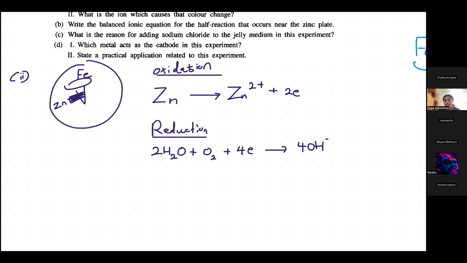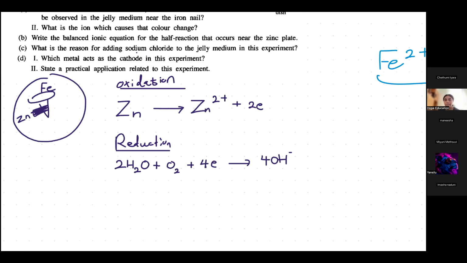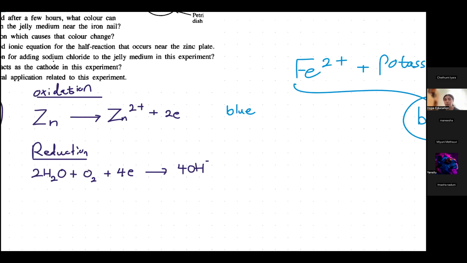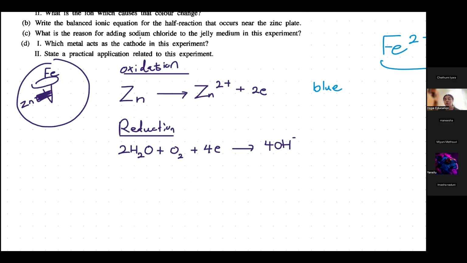Is Fe2+ produced? Can you see Fe2+ ions produced here? Look at the board and tell me. No. No Fe2+ ions means no blue color. Only if Fe2+ ions are produced does the potassium ferricyanide turn blue. If no Fe2+ ions are produced, there is no blue color.